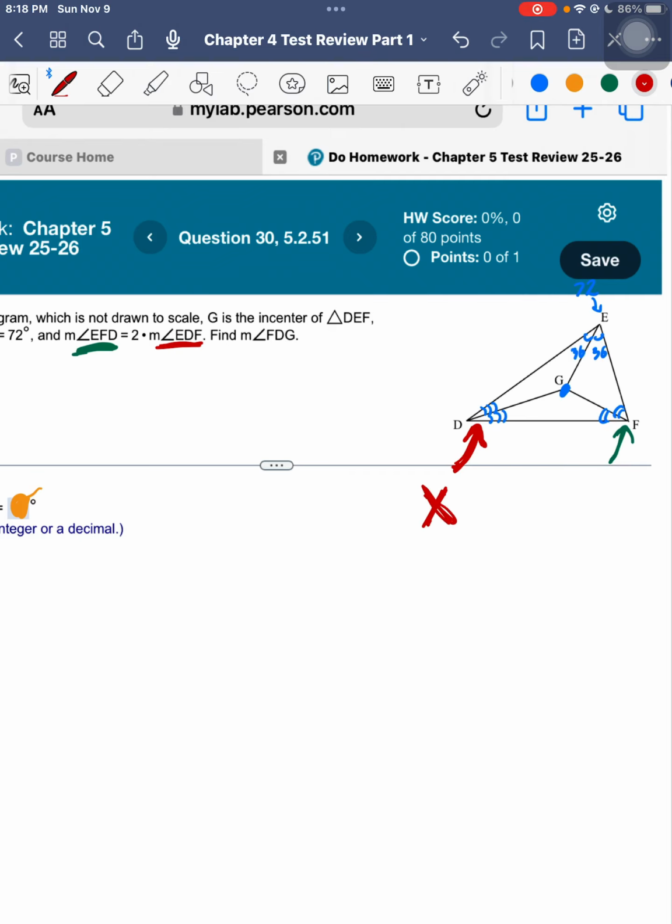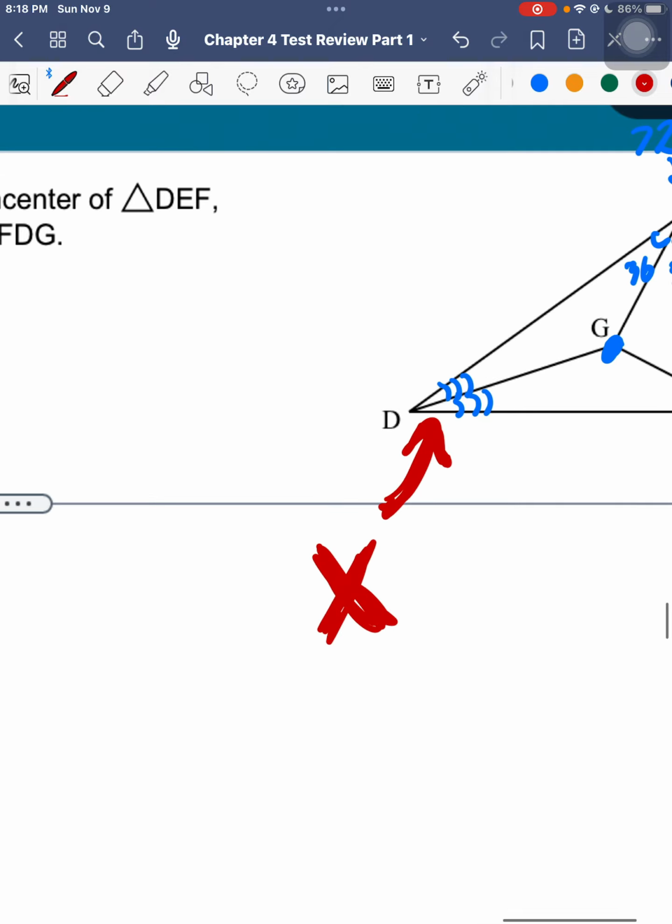EDF is X. Now, what's the problem if we were to make this X? It would get a little bit confusing, right? Because if this whole angle was X, then wouldn't this be half of X and half of X? I do not like to use fractions.